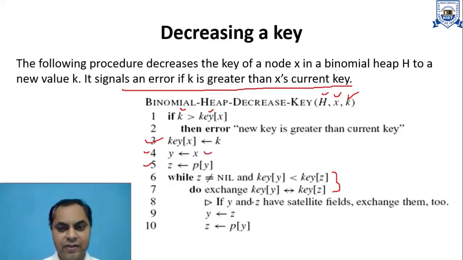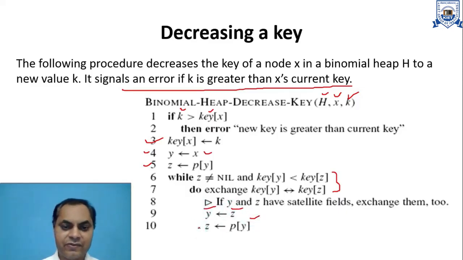Now if y and z have satellite fields, exchange them. Satellite field means if that particular node or key is used to get some fields or get some file from the database, or it is related to some other information, that particular data has to be exchanged too. Okay, now after that the z becomes the new y, and the parent of the new y becomes the new z.